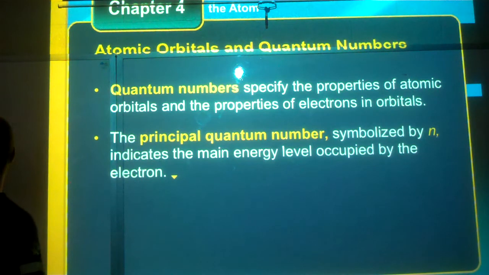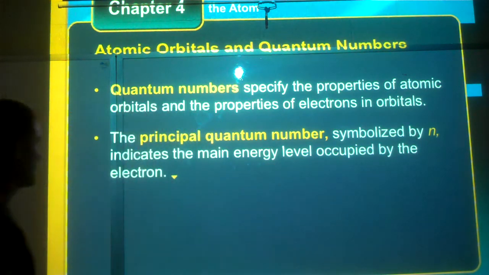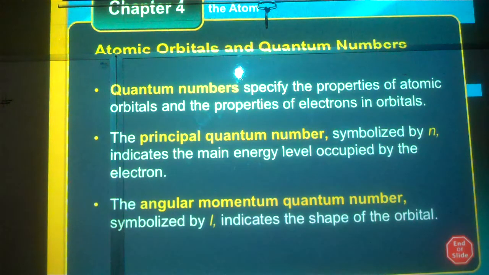The main thing you take from this is the main energy level. That's symbolized by the lowercase n. So it is the main energy level of the electron. This is going to be confusing at first, it'll make more sense. The angular momentum.